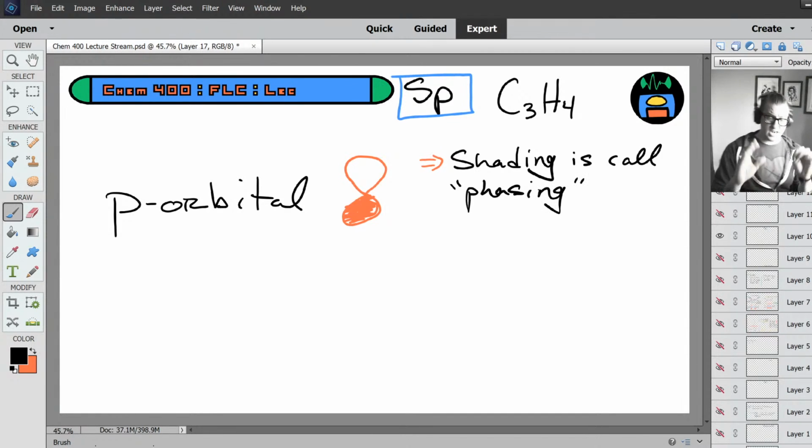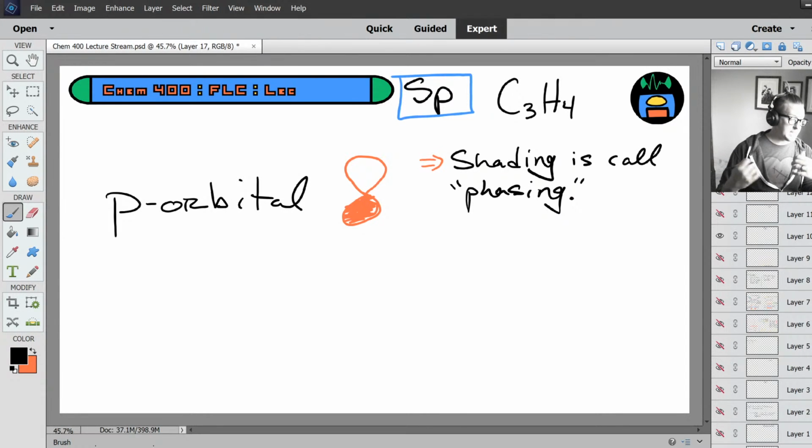So an s orbital doesn't have any phasing; it's all one phase. But p orbitals and d orbitals have 2 different phases, and it comes from the actual differential equation that you solve to find the orbital solution from quantum mechanics. And it reflects the fact that for all of the solutions, for example, for this p orbital, half of them come out as positive and half of them come out as negative. So it reflects the sign of the solution. So half is positive, half is negative, and that's where phasing comes from.